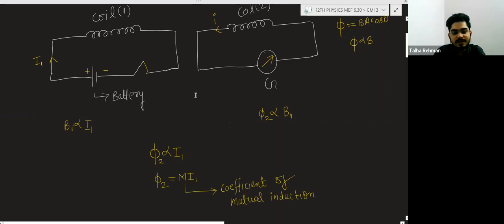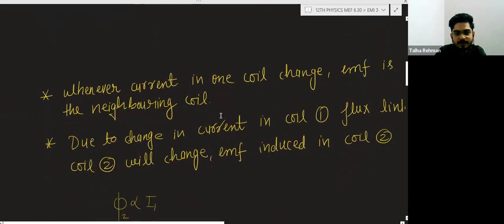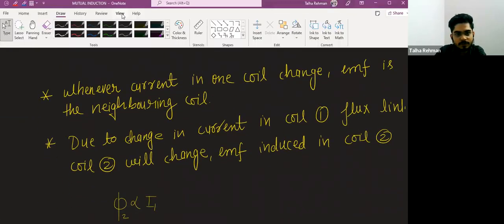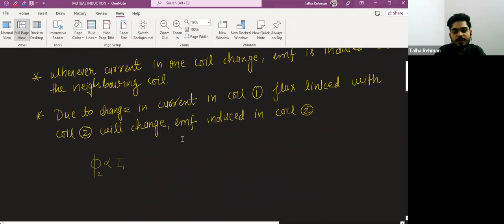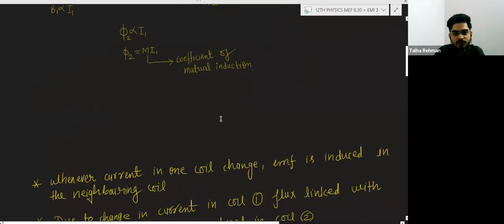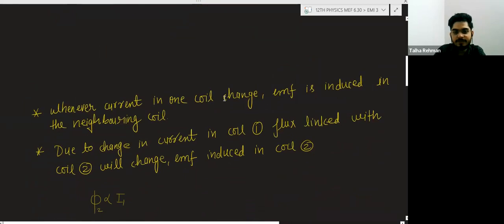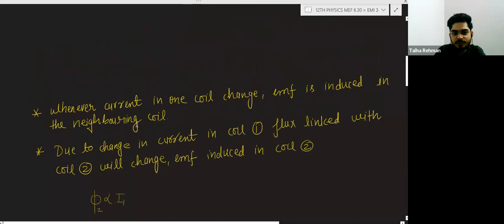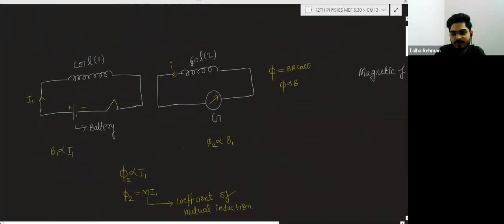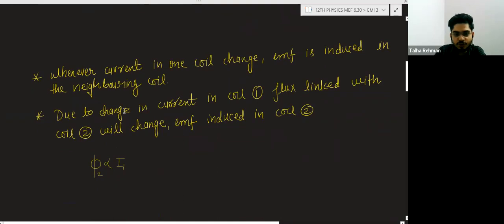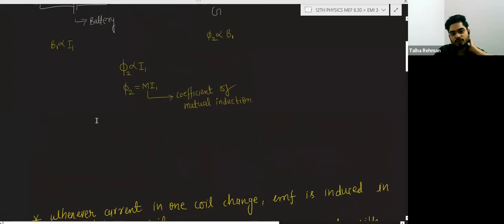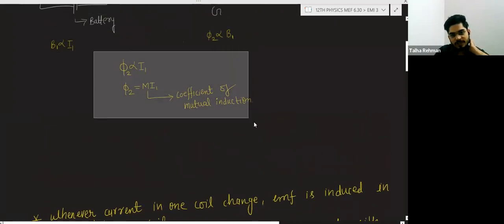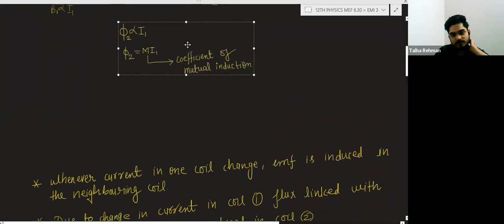So basically, the explanation part I have written here. Imagine these two coils you have. When current in one coil changes, EMF is induced in the neighboring coil. We know that EMF is induced in the neighboring coil. Due to the change in the current in coil 1, flux linked with coil 2 will change and EMF is induced in coil 2. So all these things you can just write here also.